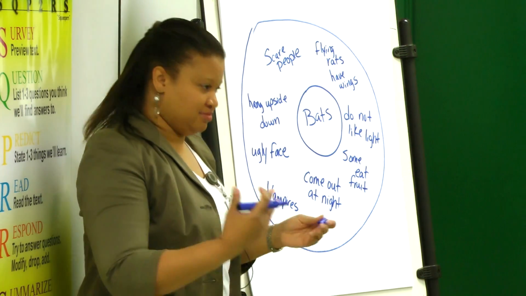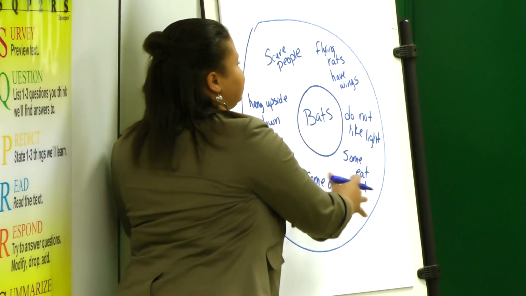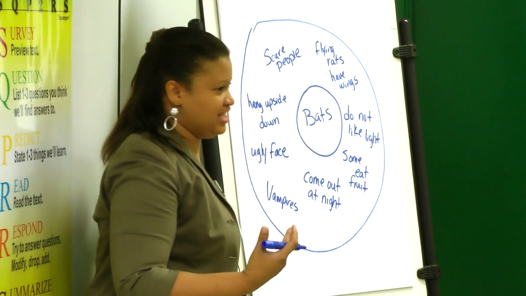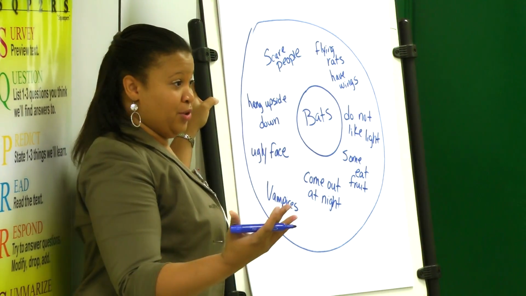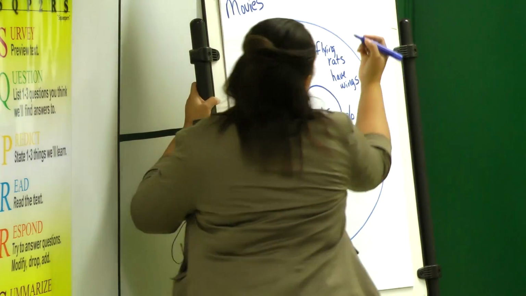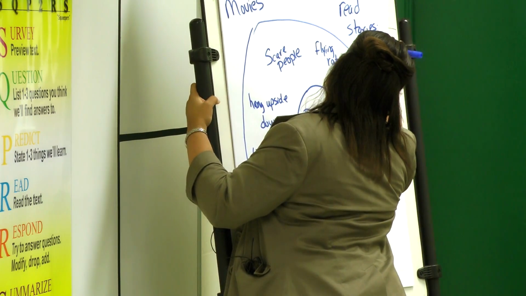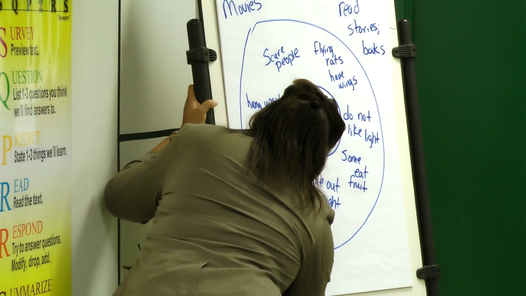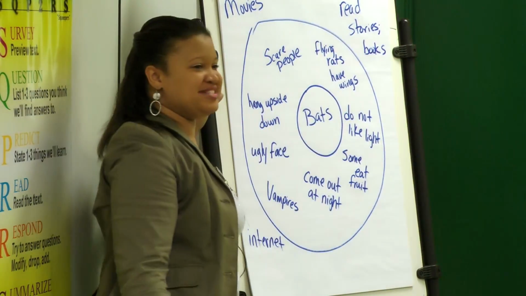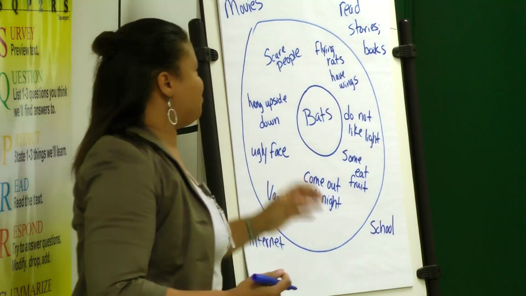All right, what y'all have given me are some characteristics of bats, some things that you already know, okay? So you do have some knowledge of bats. Now, how do you know these things about these bats, okay? Just think about it. How do you know these things about bats? How do you know that they do not like light? Where did you get that information from? Where did you get the information that they like to eat fruit? Do y'all know? Movies. Okay, movies. Internet. Okay, read stories. I heard internet. Okay, anywhere else? School, okay. So we have some good information going here about the bats.